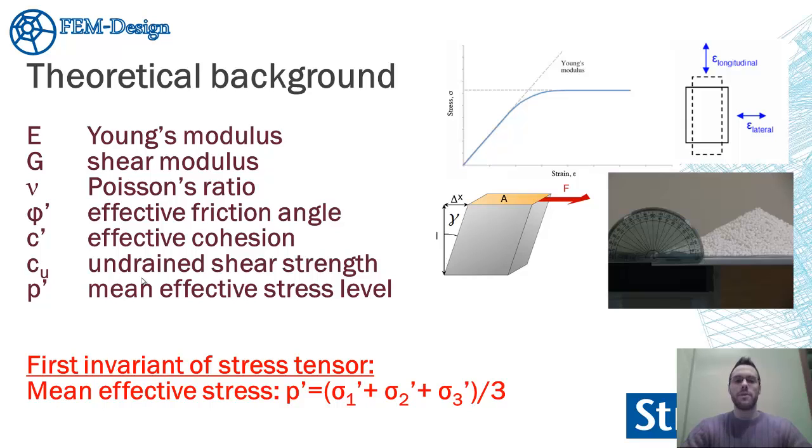calculation of the soil. So when we're talking about nonlinearity in the soil, there are several new material properties which affect the final behavior of the soil. So in a linear case, the Young's modulus and the shear modulus affect the deformation and the stresses in the soil. And if we are talking about an isotropic material, the Poisson ratio is not independent from E and G. But when we are talking about the nonlinearity of the soil, the effective friction angle, the effective cohesion, or the undrained shear strength, and the mean effective stress level are also very important variables, because these variables affect the final settlements and the stresses in the soil.